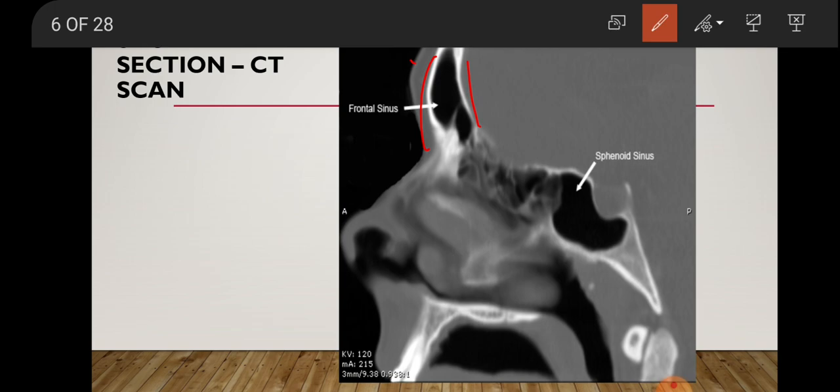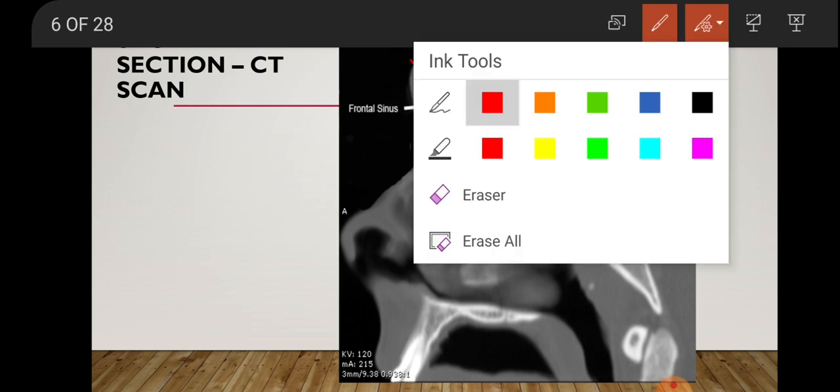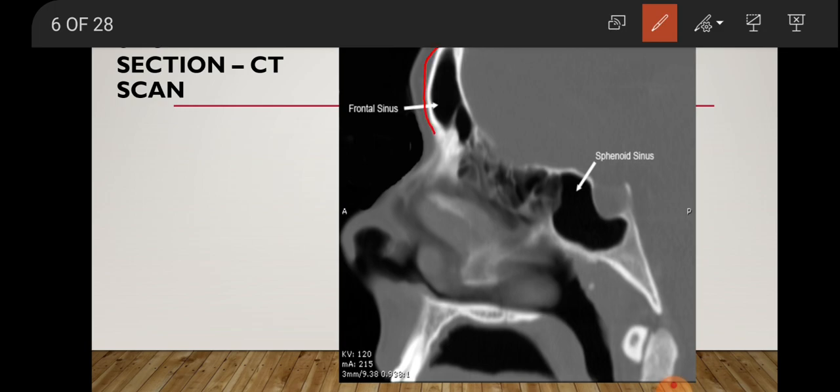Coming to the boundaries, it has an anterior wall, a posterior wall, and an inferior wall. This is the anterior wall of the frontal sinus, which is thick, and it is related to the skin of the forehead. This is the posterior wall, which is thin, and it is related to the meninges and the frontal lobe. This is the inferior wall, which is formed by the roof of the orbit.